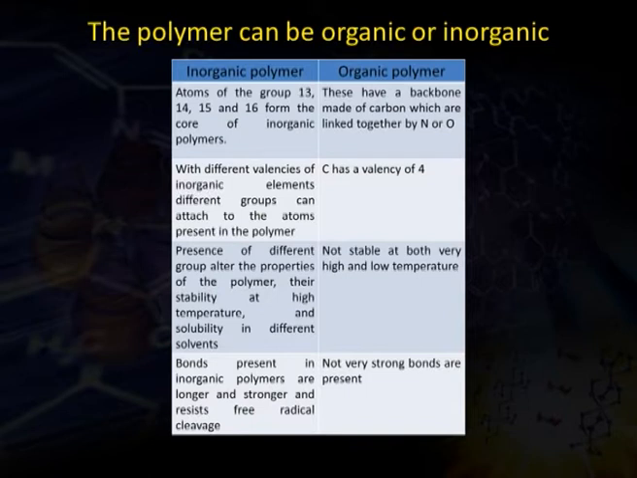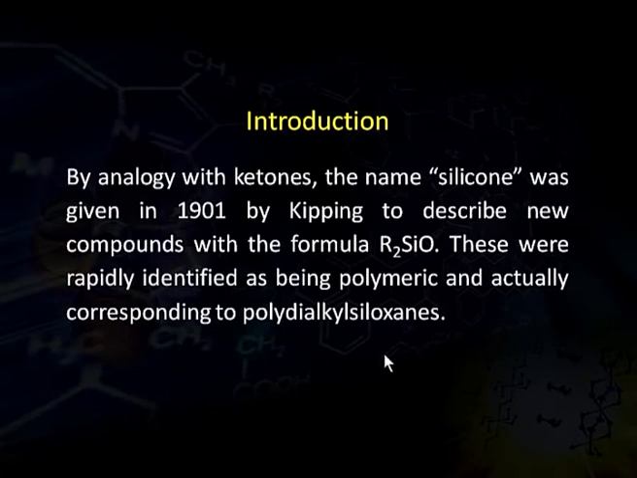The bonds present in inorganic polymers are longer and stronger, and they resist free radical cleavage, but the bonds present in organic polymers are not very strong. Coming on to the introduction of silicones. By analogy with ketones, the name silicone was given in 1901 by Kipping to describe new compounds with the formula R2SiO, where R is the alkyl group, Si silicon and oxygen. These were rapidly identified as being polymeric and actually corresponding to polydialkyl siloxanes.